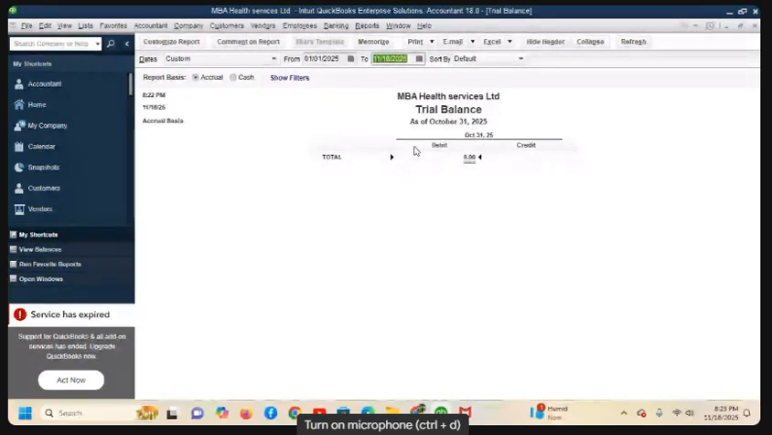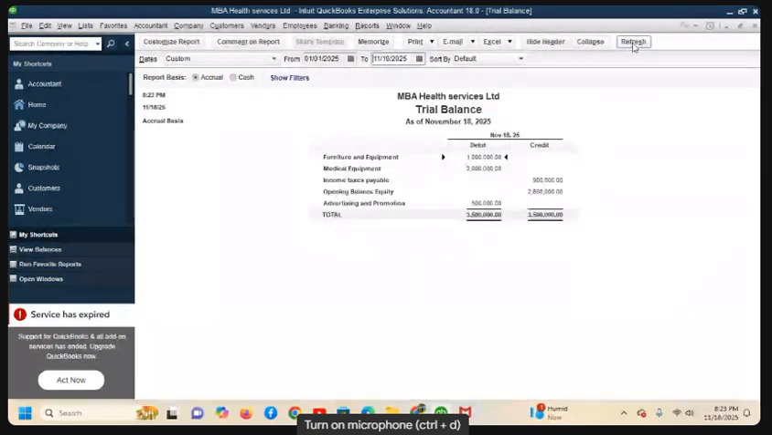I can go on today's date. Then I click refresh. The figures I've entered are here. The trial balance is balancing. This is the trial balance. The system is able to do that because it memorizes what you have entered.